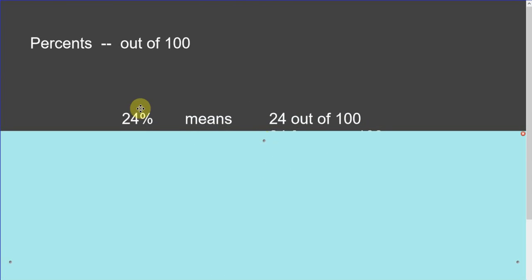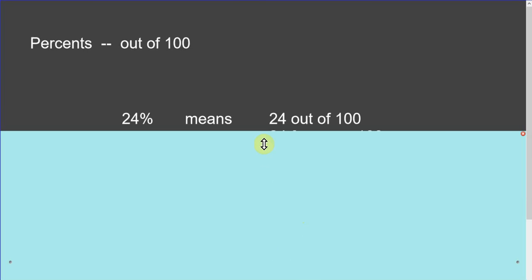In this video we're going to review percents. So percent, we know that means out of 100. Percent literally means per, meaning out of, and cent means 100, just like century or 100 cents in a dollar. So percent literally means out of 100. So when we say something like 24%, that means quite literally 24 out of 100.